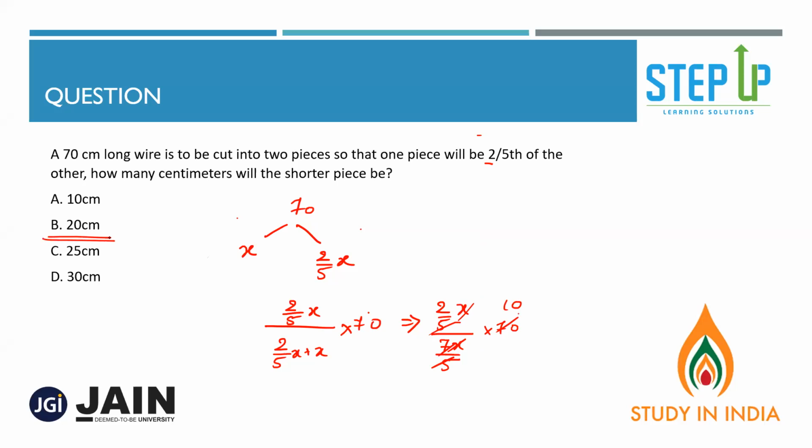2 × 10, 20 centimeter. Correct. 2/5 of x plus x of 70. Right, Gautam. Fine. Yes, 20 centimeters is the answer, people. You people are right. Anybody, let big B 5, small b 2.